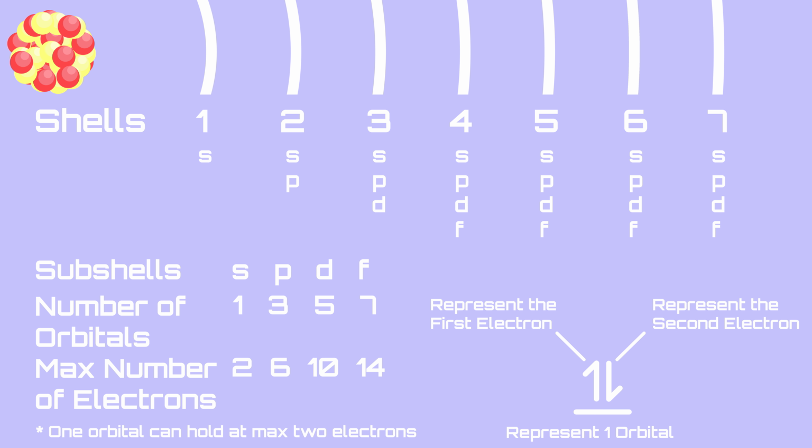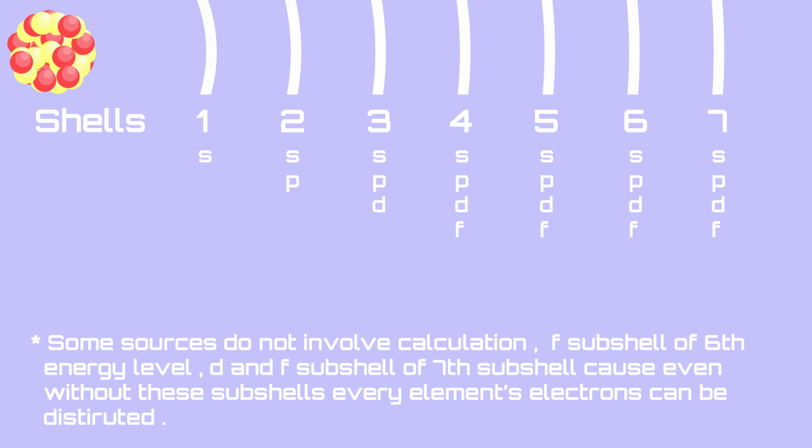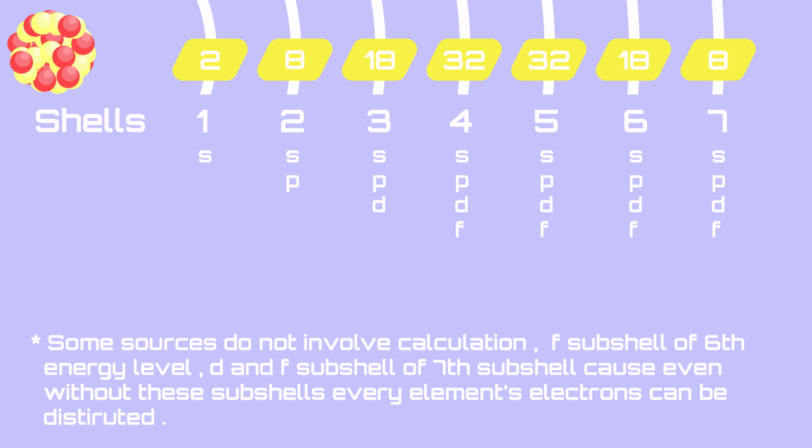With all this knowledge, we can calculate how many electrons can occupy the shells. The first one can hold 2 electrons, the second one 8, the third one 18, the fourth one 32, the fifth one 32, the sixth one 18. The seventh shell can hold at most 8 electrons.